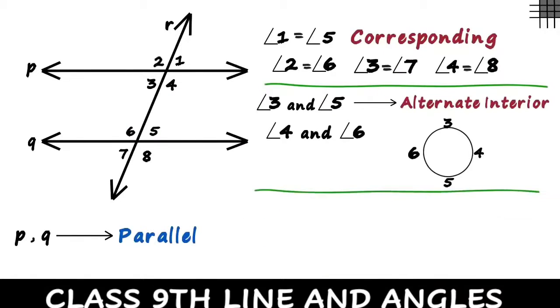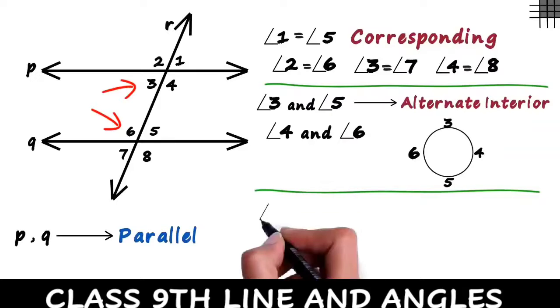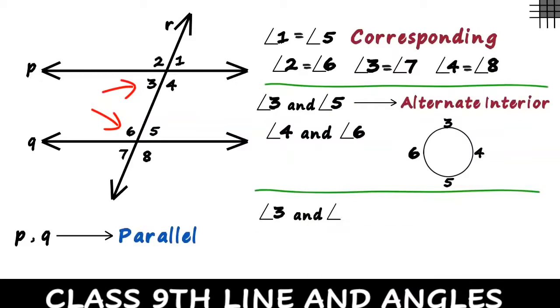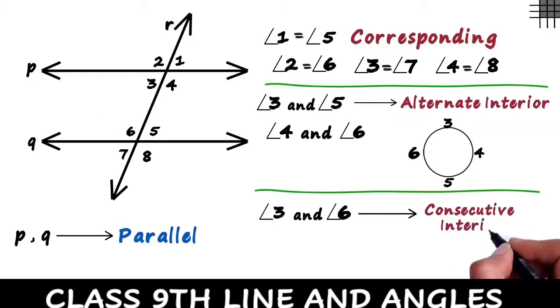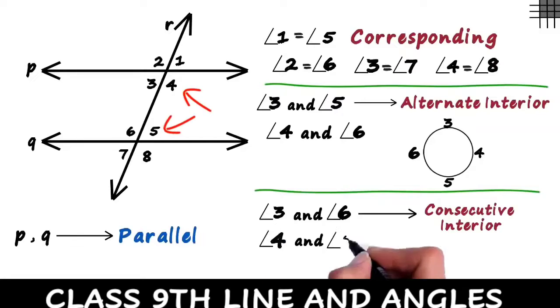This was the first type of interior angles. The second type is a pair in which the angles are next to each other on the same side of the transversal, like angle 3 and angle 6. They are called consecutive interior angles. Look at the figure now. Do you see any other pair of consecutive interior angles? Yes, with the same logic, even angles 4 and 5 are consecutive interior angles.